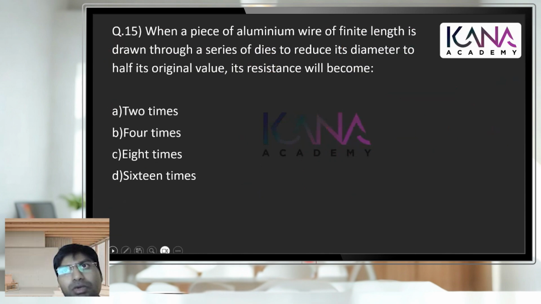So a wire has been drawn so that its diameter becomes half of its original value. What will be the resistance? Here the volume is constant. The concept here is that the volume is constant, so this implies area initial times length initial equals area final times length final.